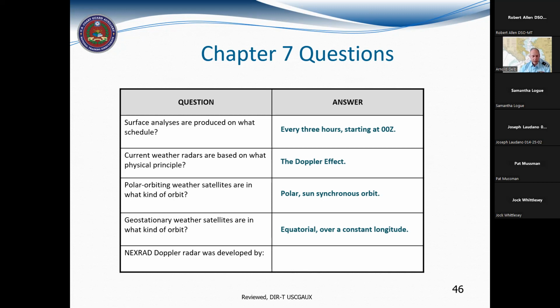NEXRAD Doppler radar was developed by who? Department of Transportation, Department of Commerce, and Department of Defense. Thank you. Yeah, all the departments of. Okay. So that probably makes it an easy test question to pick out.